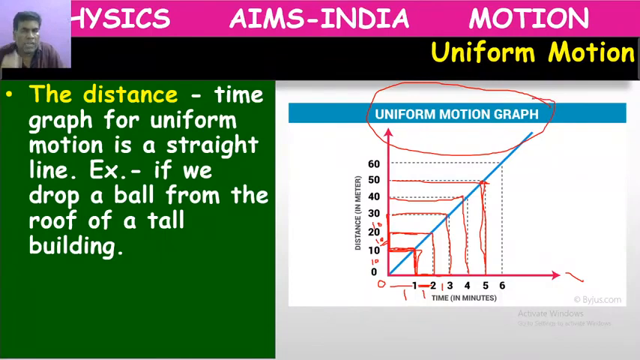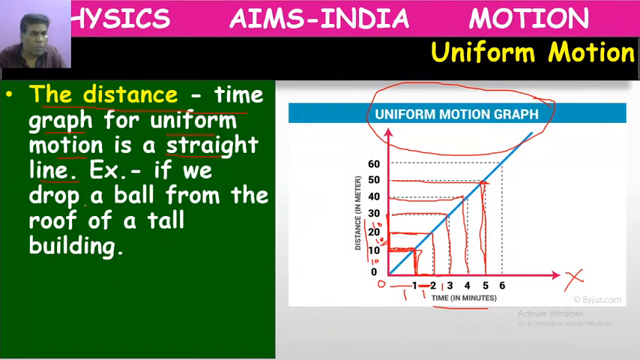So uniform motion we can represent on a graph with a straight line like this. What is the name of this graph? It is a distance time graph, because we are representing distance on the y-axis and time on the x-axis. So that's why it is an example of a distance time graph. The distance time graph for uniform motion is a straight line.